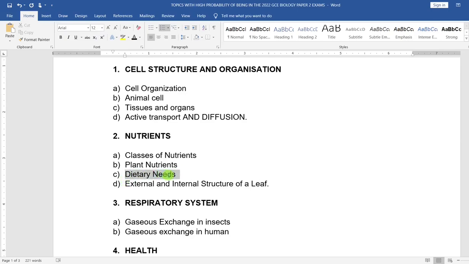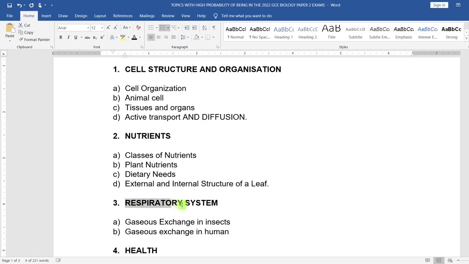Also you need to look at dietary needs. Under dietary needs you need to look at the different diets that are suitable for different types of people, like manual workers, sedentary workers, which are office workers, growing children, pregnant women, and old people, the different types of diets that are supposed to be provided. Then you also have to look at the external and internal structure of a leaf, the function of the parts of the leaf, and how they're adapted for their function. Guys, you need to study there.